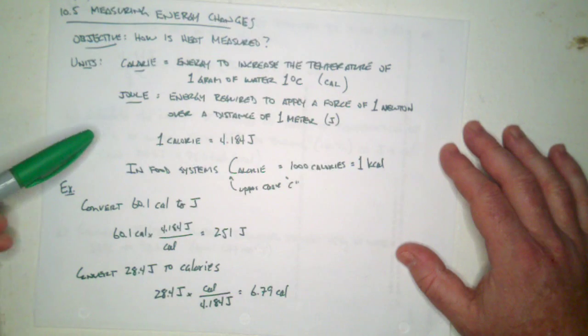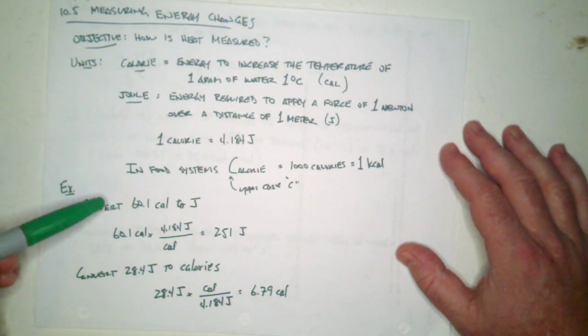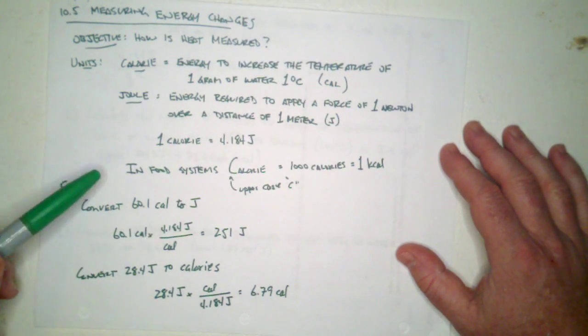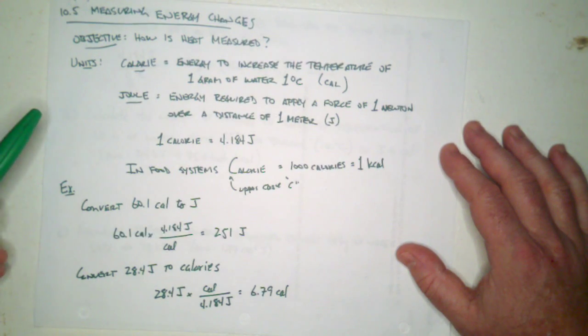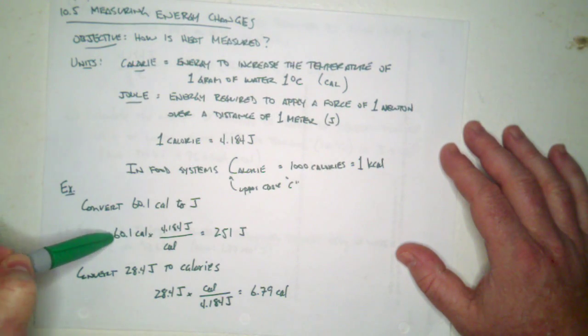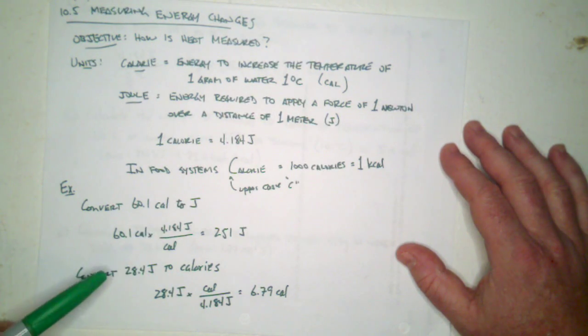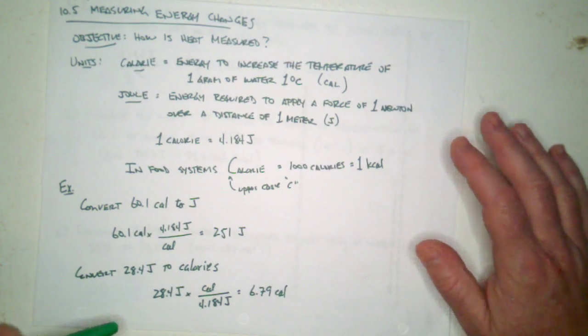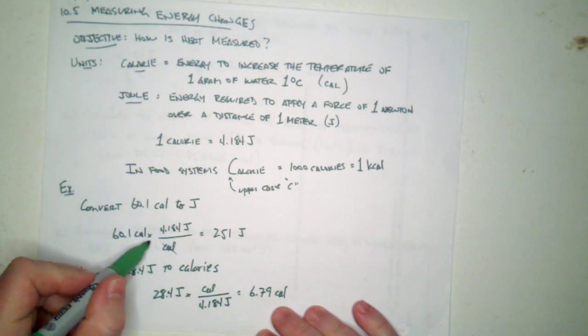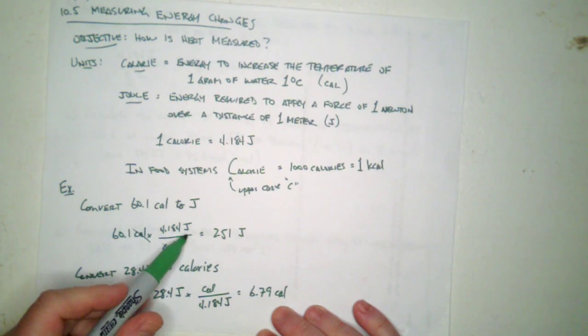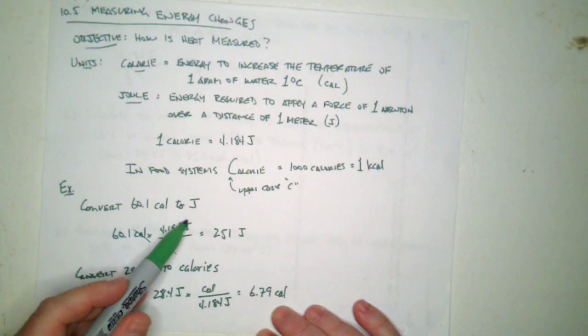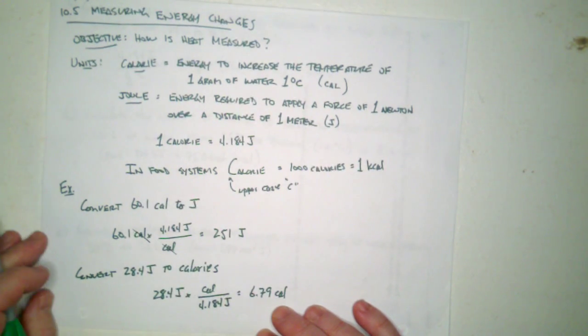Well, if we have to convert back and forth between the two, it's actually pretty simple if you remember this one important number, 4.184 joules per calorie. So if we have 60.1 calories and we want to convert that into joules, we then multiply by 4.184 joules per calorie. Because what that does is, that makes these units here cancel. The one you want to get rid of goes in the bottom, the one you want to keep goes on top, so our answer is going to be in joules, or 251 joules.